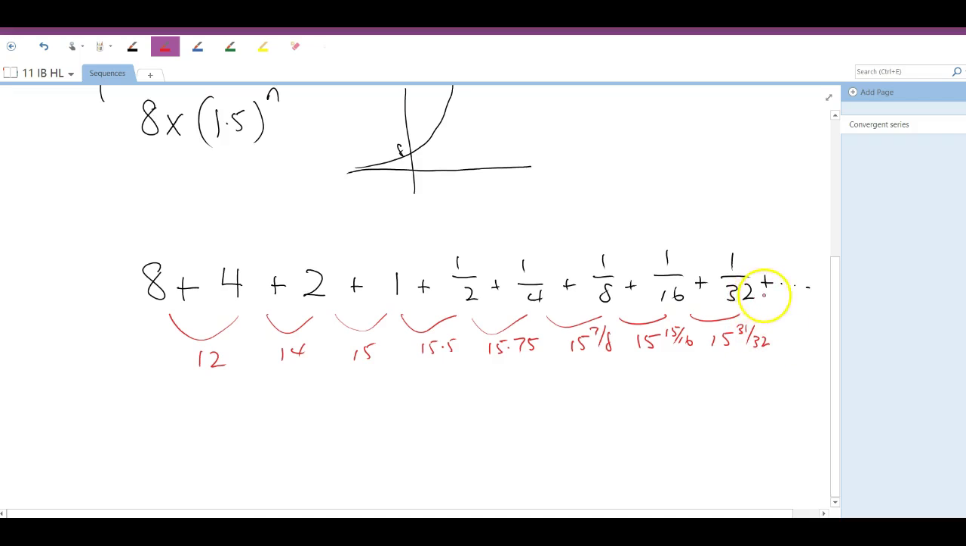So you can see what's going on here. We're just going to be just short of 16, aren't we? So this is a converging sequence. This is a convergent series because the sum is converging on, it would seem, 16, but never quite getting there.